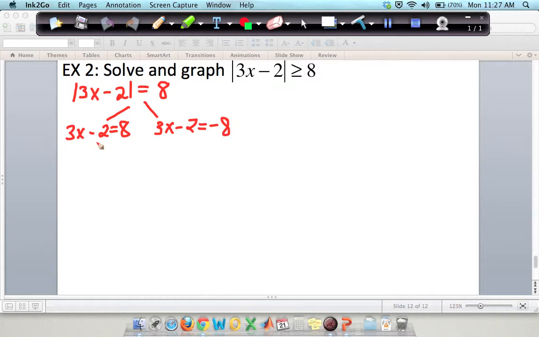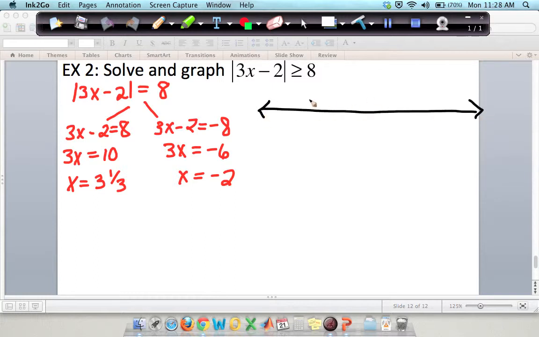In the first equation, I'm going to add 2, so I get 3x equals 10. Divide by 3, and I get 10/3, which is 3 1/3. Just helps me kind of place this on the number line if I write it as a mixed number. In the second equation, I'm going to add 2, and I get 3x equals negative 6. Divide by 3, and I get x equals negative 2. So let's do the same thing. Let's draw these on the number line.